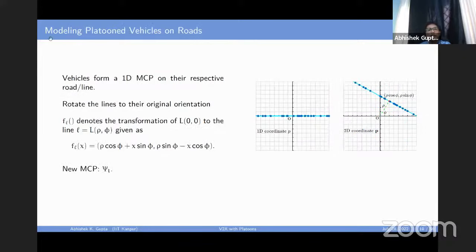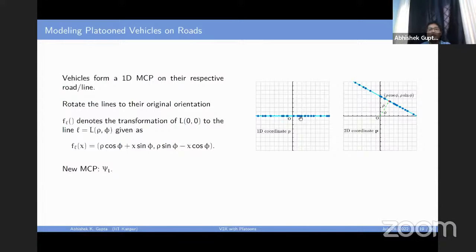Now, let's see how we can take the platoon vehicle on a single road and transfer that to a set of roads. So if I take this, we have taken a road in a one-dimensional space, and we have modeled the vehicles using MCP, Matern cluster process. This is like different platoons. Each platoon is a vehicle. So it's like a double PPP.